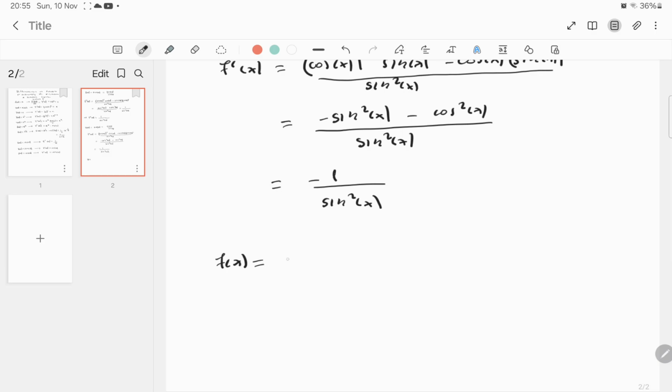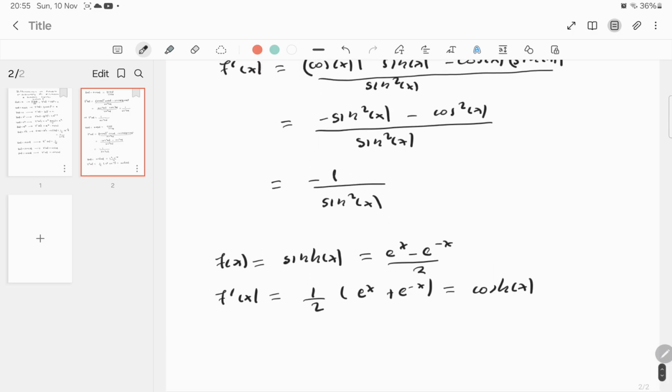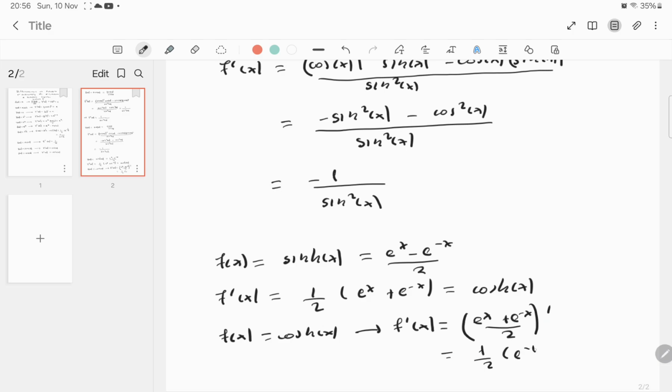F of x equals sine hyperbolic of x. The derivative of this function is the derivative of e to the x, which is e to the x, and the derivative of the other term gives plus e to minus x, and this is cos hyperbolic of x. F of x equals cos hyperbolic of x. The derivative of this function, e to the x plus e to the minus x divided by 2, derivative is a half e to the x minus e to the minus x, and this is sine hyperbolic of x.